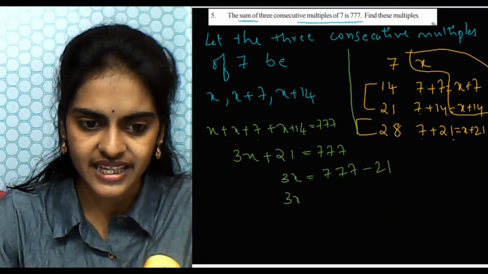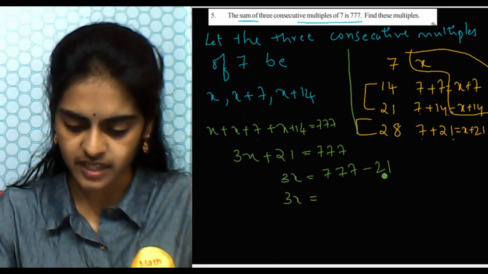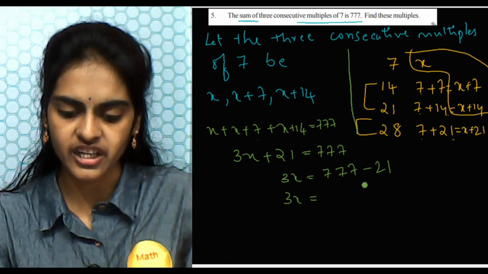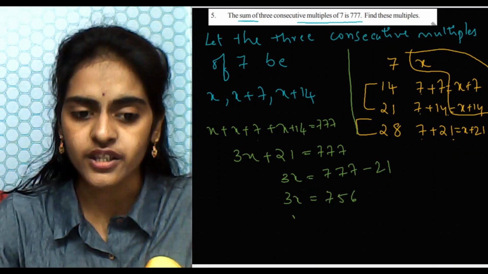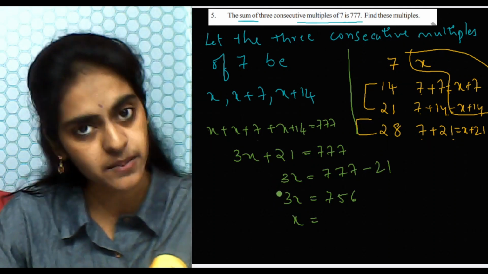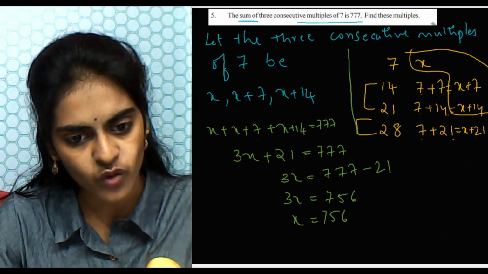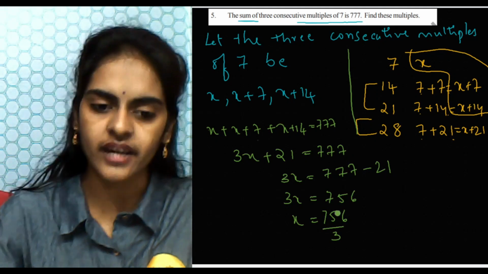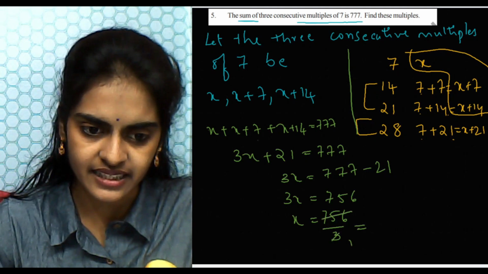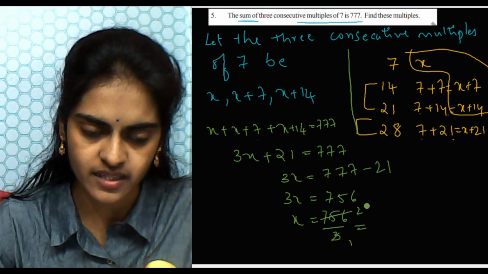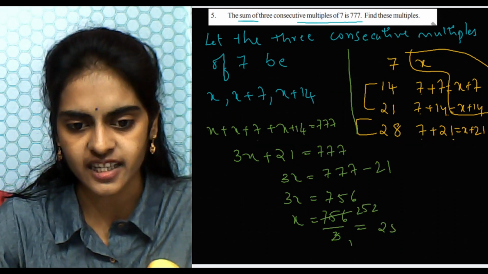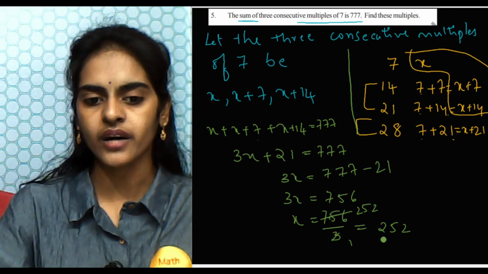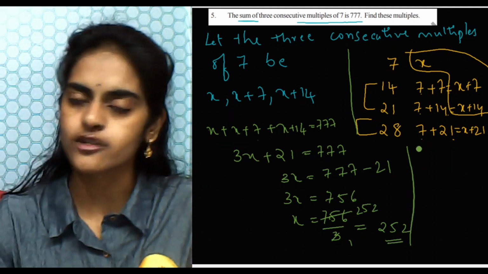Okay, so 3x is equal to 777 minus 21, which is how much? It is 756. Okay, now I want the value of x. So here 3 is in multiplication, going to the other side becomes what? It becomes division. So 3 ones are 3, 3 twos are 6, 1 is a remainder, 3 fives are 15, 3 twos are 6. So x is nothing but 252. Okay, so the x value you got is 252.